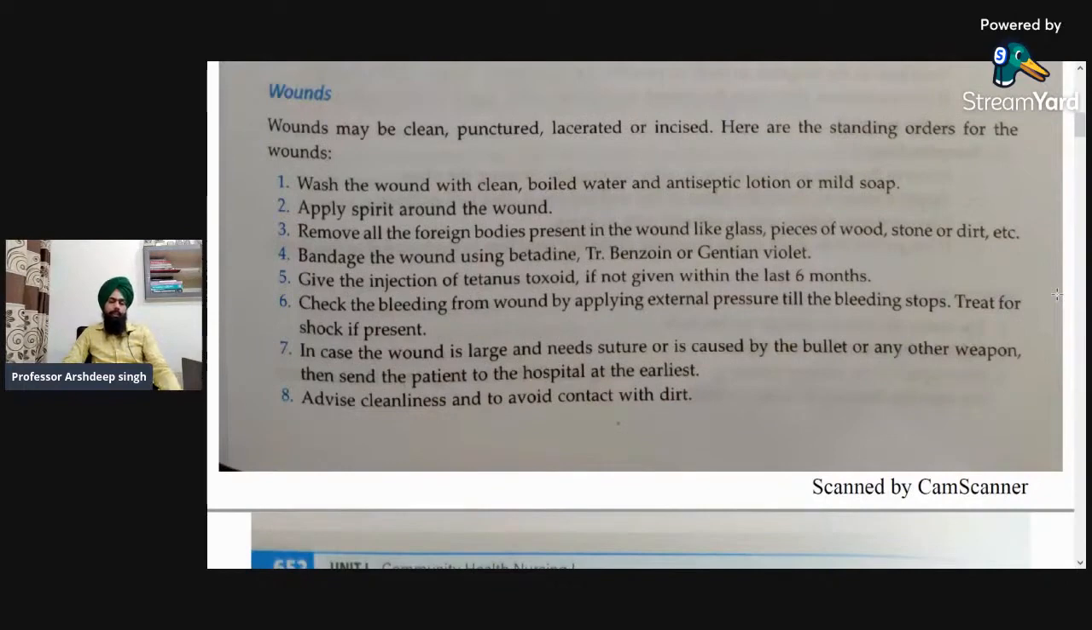If the wound is in severe condition, there may be the condition of the shock, we have to manage that. Next, in case the wound is large and needs suture or is caused by a bullet or any other weapon, then send the patient to the nearby hospital as early as possible. Okay, so we can't manage that type of wound at home or in any other condition. So we have to immediately send that patient to the hospital or the institute. Next, advise cleanliness and to avoid contact with dirt. That is a must, to prevent the spread of infection.